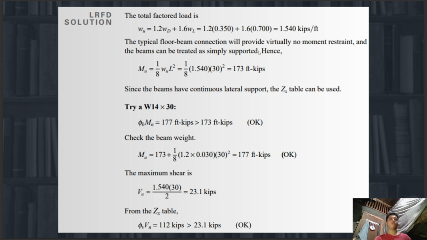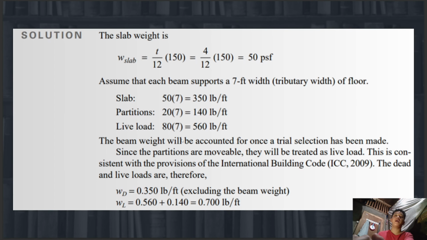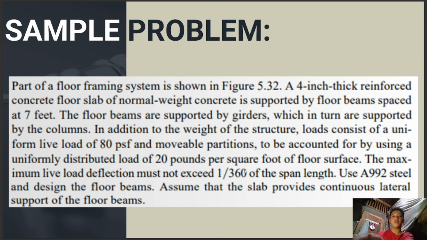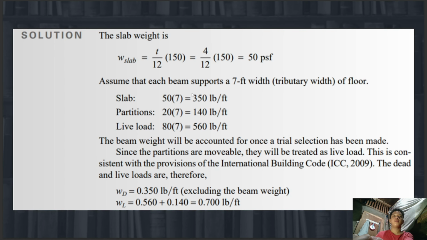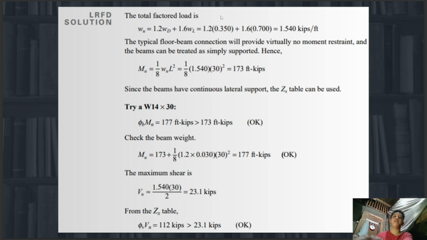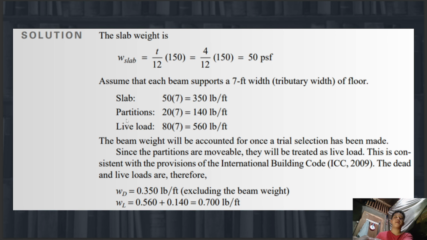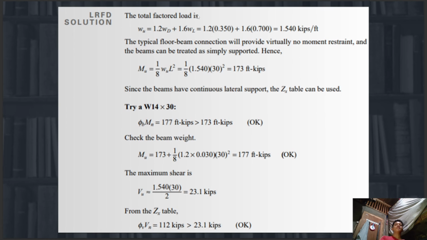So with this formula, 1.2D plus 1.6L, let us go back to our dead load versus live load. The live load includes the partition live load, since the partition is movable. Inputting the values, 1.2 times 0.350 plus 1.6 times 0.700, we get 1.540 kips per foot.